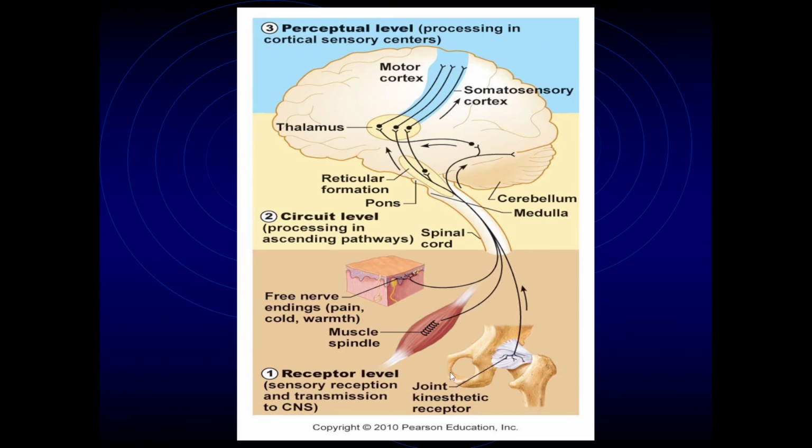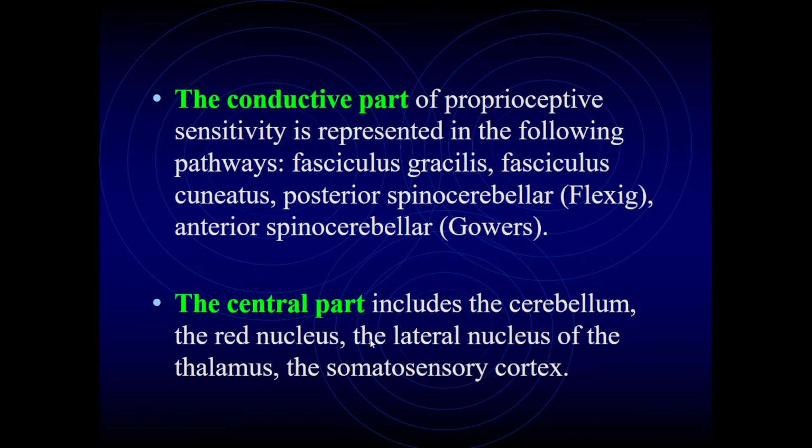Look here. Pathways from muscle spindles and joint receptors send impulses along the pathways to the brain. And the central part includes the cerebellum, the red nucleus, the lateral nucleus of the thalamus, and the somatosensory cortex.